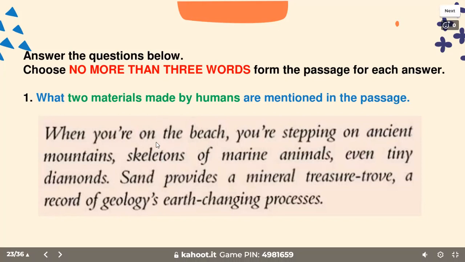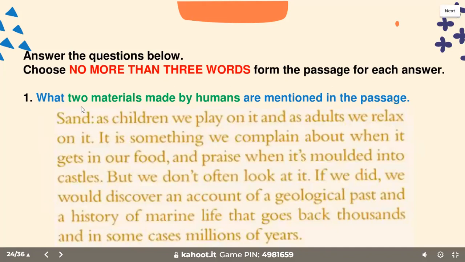This is the first paragraph because this is the first question, and we need to read right from the very beginning. I will move on. Son, children play, adult relax, when complains something, gets food, praise, molded. Verbs, I will skip them because I'm looking for nouns. Castle, discovery, count, geological, past, thousands, marine, history, millions. Nothing about these things. Because here I'm looking for nouns, I will overlook all the 7 parts of speech.